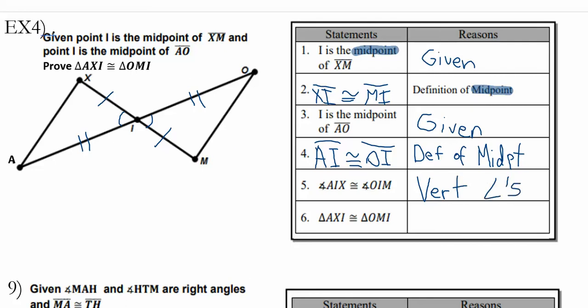So now that we've got everything marked, if we look at this, this would be a side, this is an angle, and the other one is a side. So this would be side, angle, side, proves that the triangles are congruent.